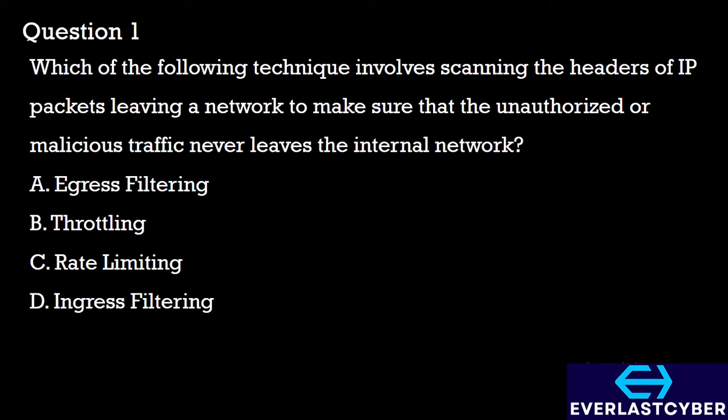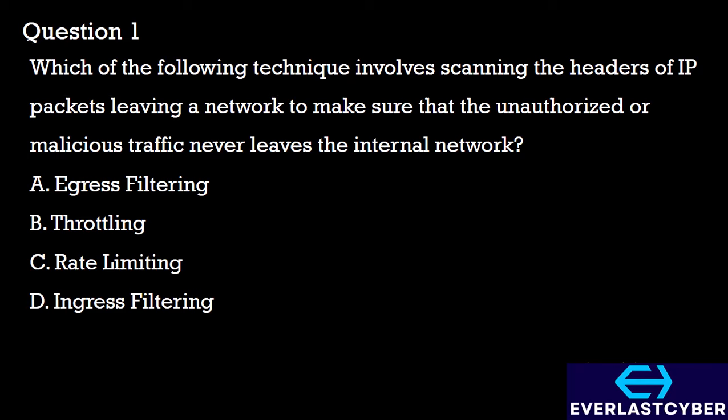Option A, egress filtering, involves scanning the headers of IP packets that are leaving an internal network in order to ensure that unauthorized or malicious traffic does not leave the network. Option B, throttling, refers to controlling the bandwidth or speed at which a specific type of traffic is allowed. However, it does not involve scanning packet headers in order to block unauthorized traffic. Rate limiting is used to limit the number of requests or connections in a given period. However, it is unrelated to scanning the packet headers or controlling outbound traffic based on security.